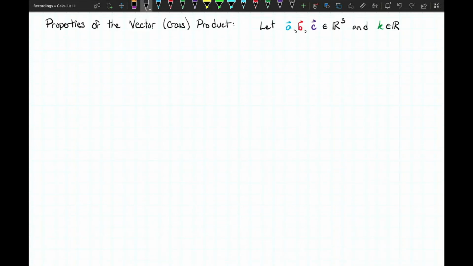Now, for the purposes of defining some properties, let's assume that we have three vectors that are all in R3, A, B, and C. Now, I'll try to be a little less confusing than maybe in my dot product video, and let's say that K is a real number, just to make sure that we can distinguish between C and K this way. First of all, there are some interesting properties that you would expect for multiplication that don't hold true with cross products.